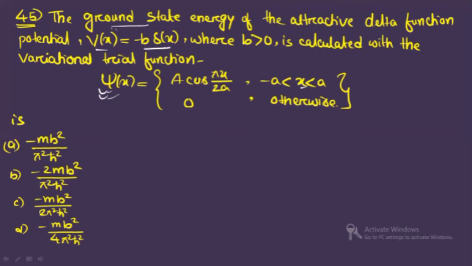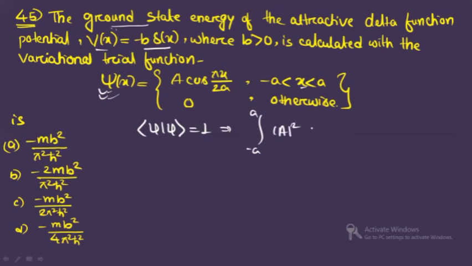So this is a question from variational method. We will first do the normalization of the wave function, then we will find the expectation value of V, then the expectation value of T, and we will add them and differentiate with respect to the parameters. So let's do the first step. First we will do the normalization, right? We will write this term equals 1. That means the integration limit will be minus a to plus a.